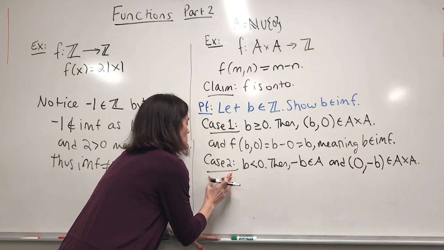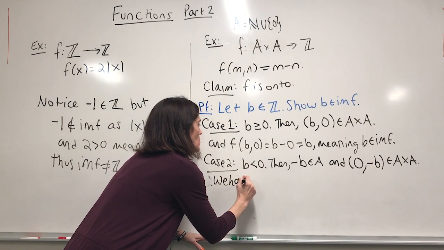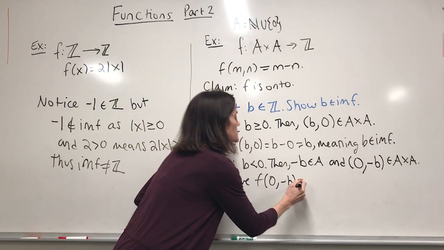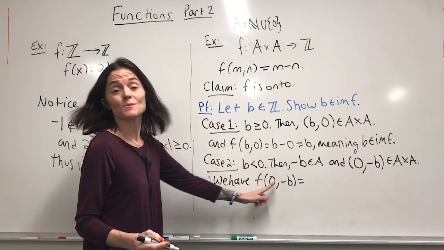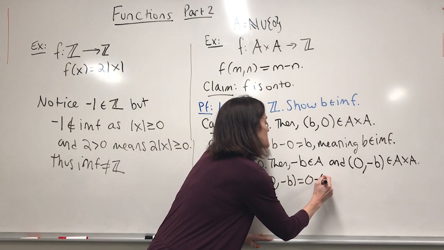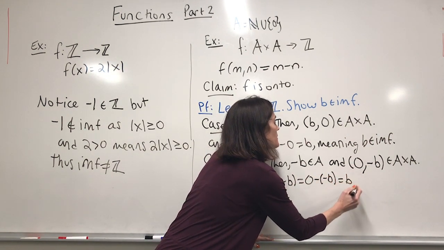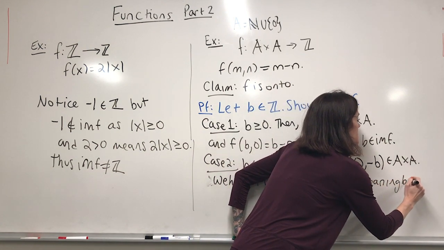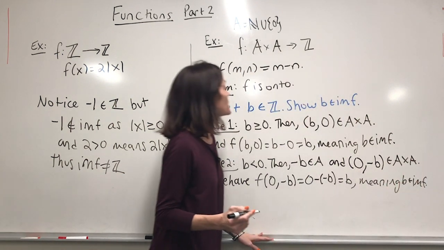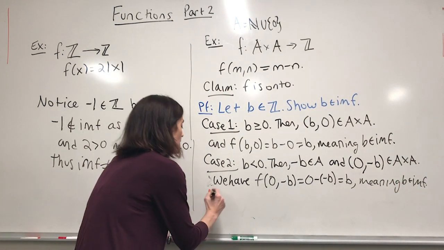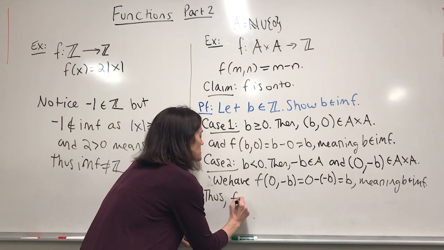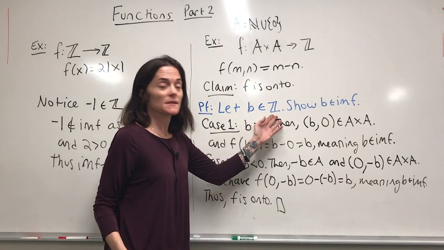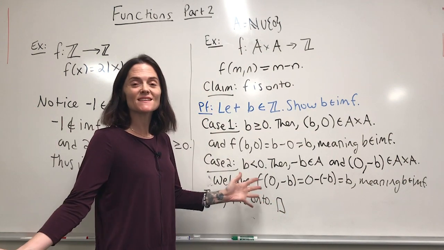So we have f of (0, minus b), which is 0 minus (minus b), which is b. Again, meaning b is in the image. And we are finished. We've shown f is onto, because in either case we showed exactly what we needed to. We started with an element of Z, we showed it's in the image. This is an onto function.